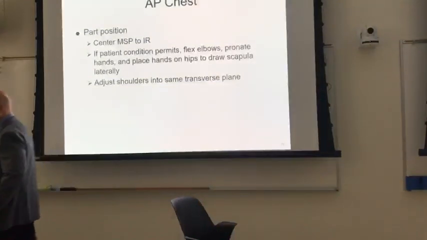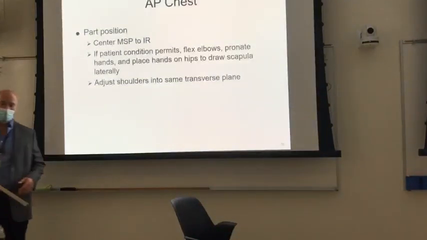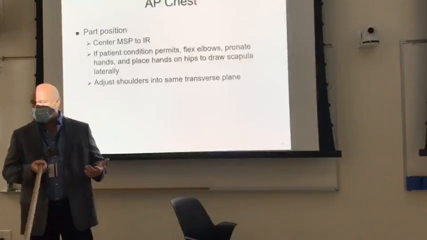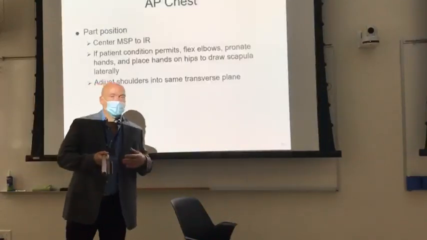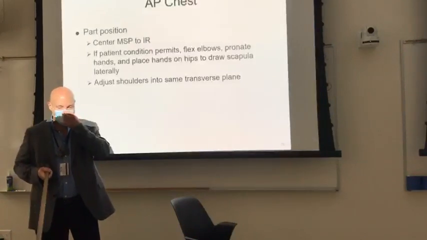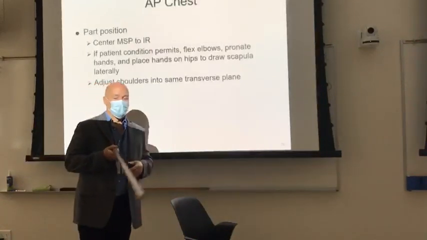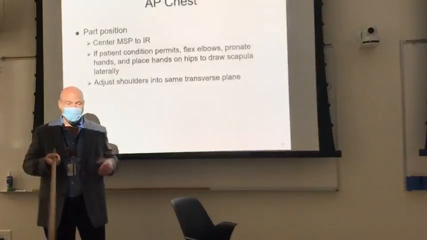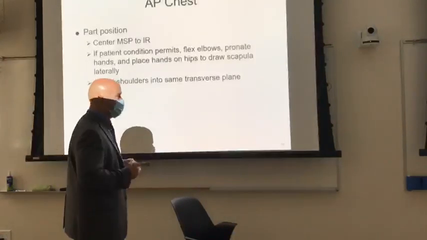Now, your central ray is going to be collimated to the size of the image receptor. And it's going to go to T7, same place. You can't see the inferior border of the scapula in this case, so you're just going to have to go with the image receptor as your guide as to where to put the central ray.